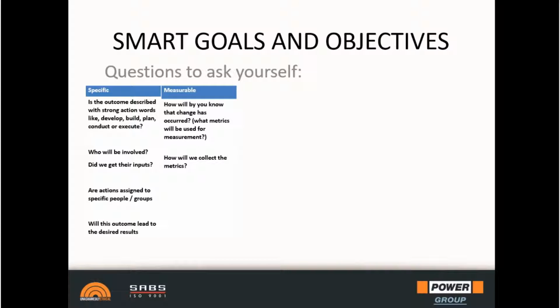The next step is to add a measurement metric to your goal. The questions here that you need to ask is, how will the goal be measured, and how will I know that it's been achieved?